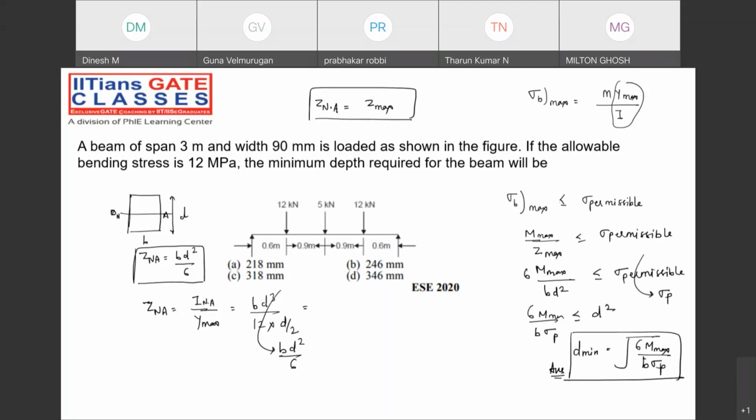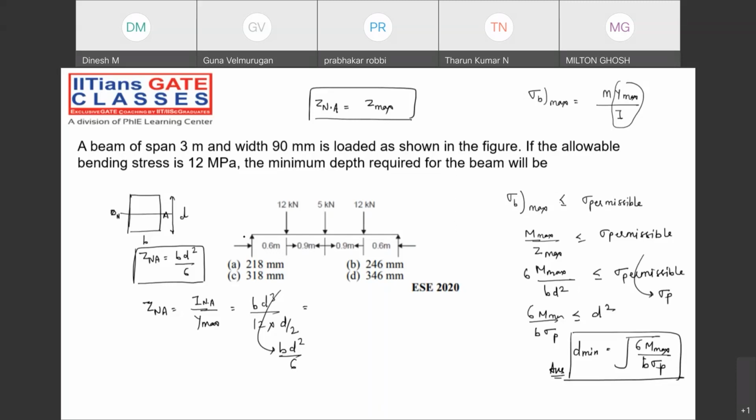Now, once we have the minimum depth formula, in that formula we need the maximum bending moment. How to calculate the maximum bending moment? That is the next question. Tell me, guys, how to calculate this one? What will the maximum bending moment be?